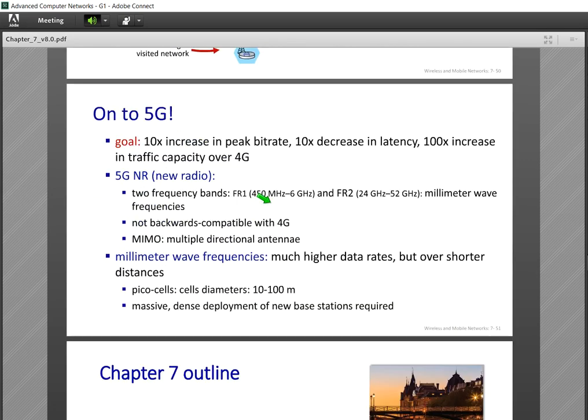Okay, this is the last slide of today's lecture. These days, we are moving to 5G technology. But what is the difference between 5G technology and 4G? The primary goal is this: an increase in peak bit rate of over 10 times.